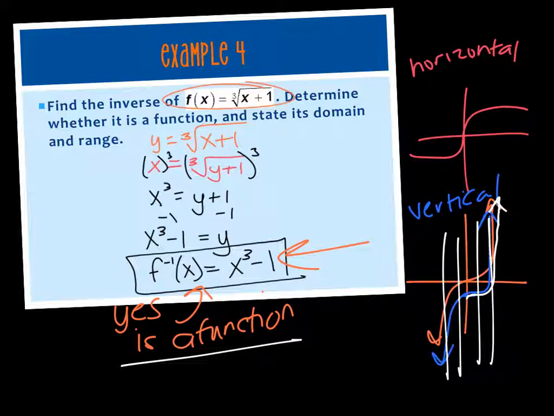So based on the graph, if you're looking at the graph of the initial function, then you want to use the horizontal line test. If you're going to graph the inverse of the function, then you would use the vertical line test.